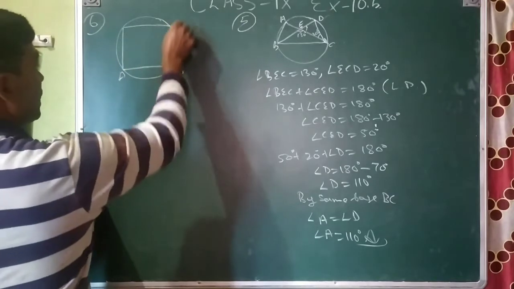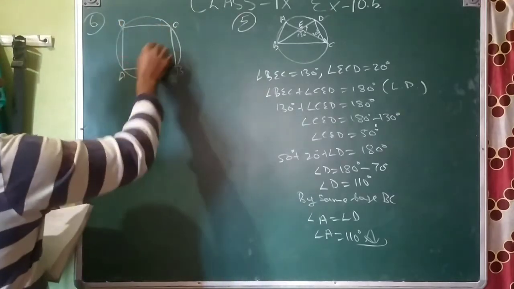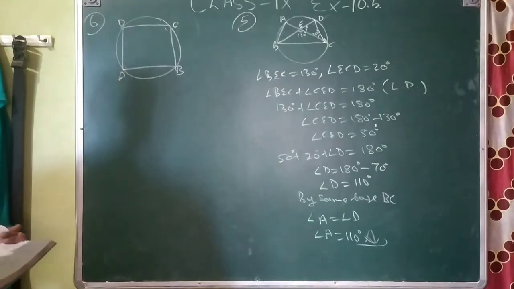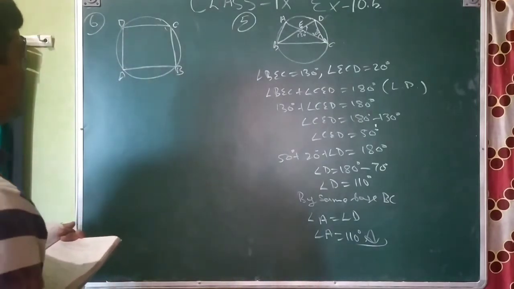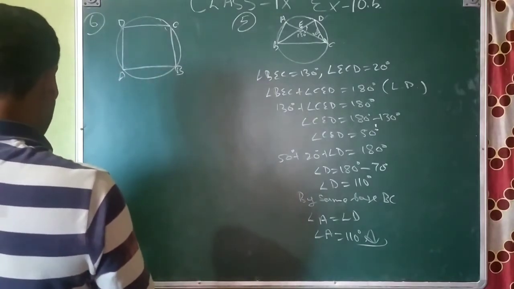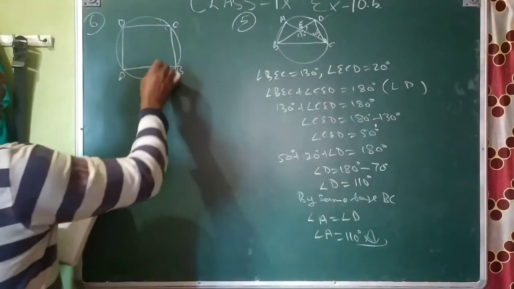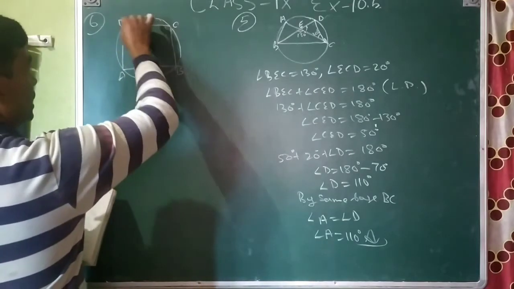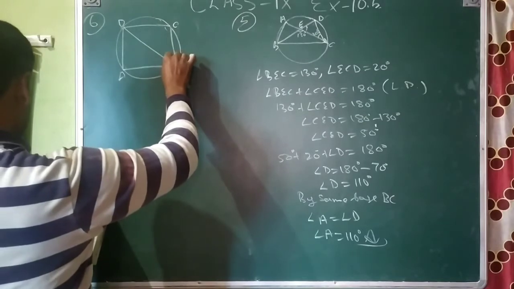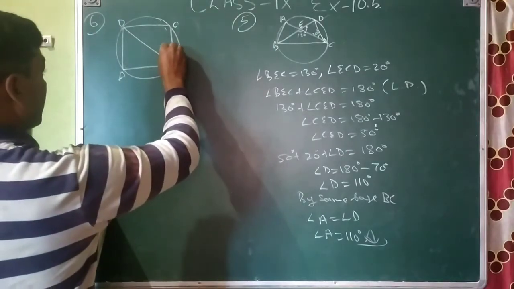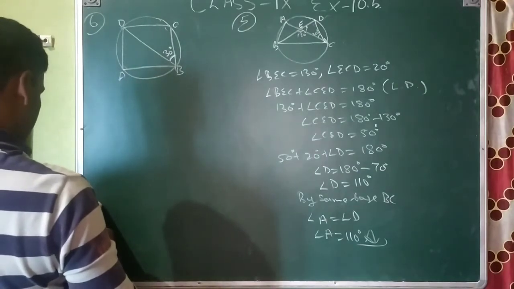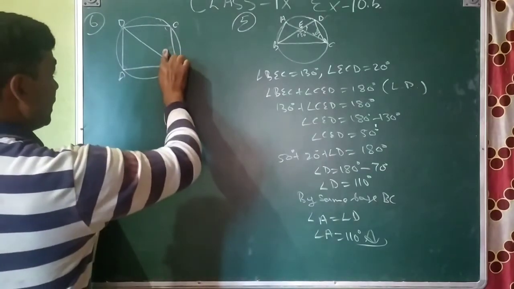A, B, C, D is cyclic, which means the sum of opposite angles is equal to 180 degrees. That is a cyclic quadrilateral. Angle DBC is given as 70 degrees.